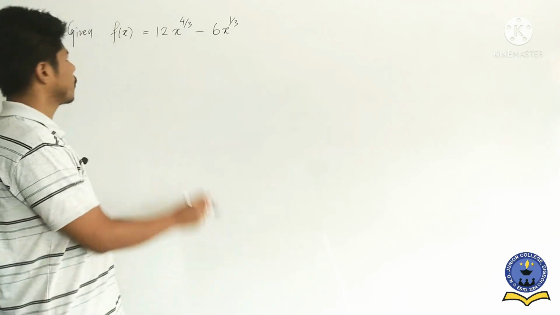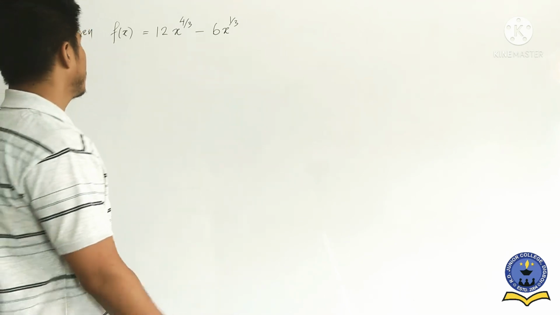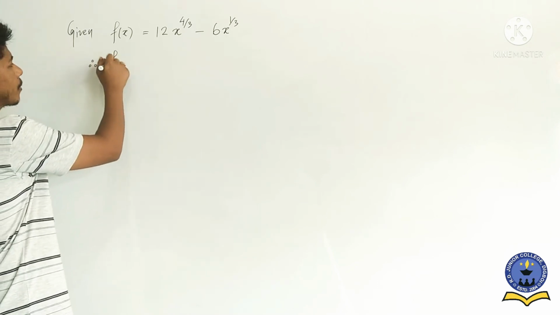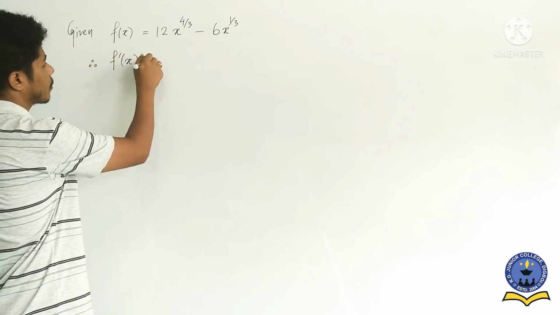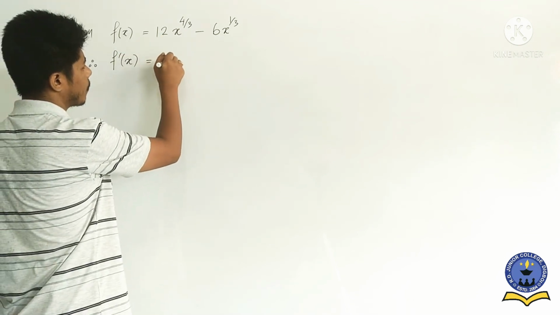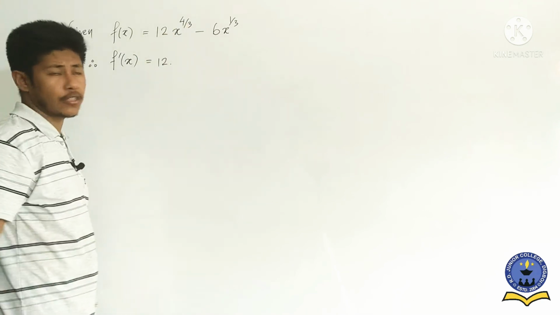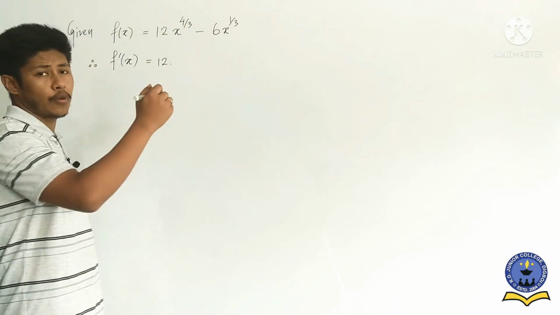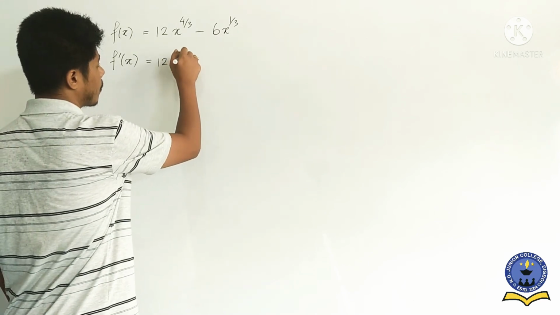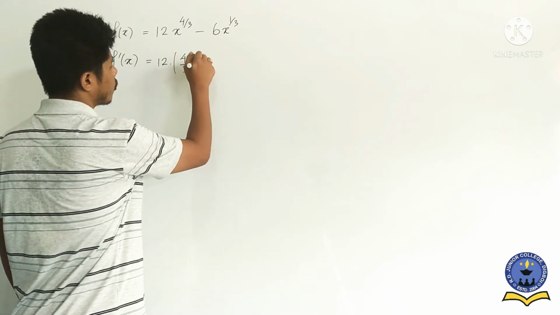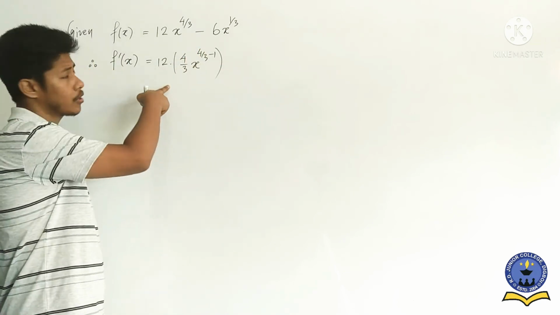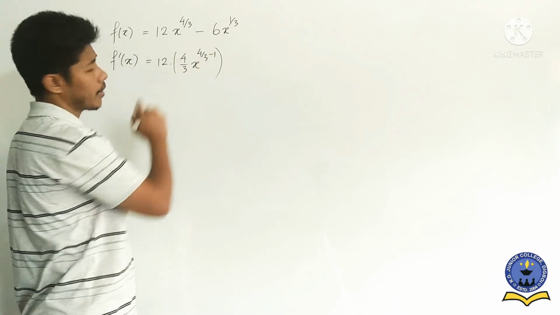So now all of you know what you have to do. We have to differentiate this function with respect to x. So we write f'(x) equals, in this case, 12 is the constant term, so we take the 12 outside, and then it is of the form x to the power n. The formula is n times x to the power n minus 1. So here we write 4/3 x^(4/3 - 1). I hope all of you understood this one, n times x^(n-1).